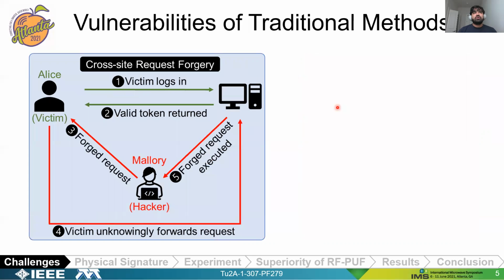Okay, so let's talk about the vulnerabilities of the traditional methods. First and most important is cross-site request forgery. Alice is our user and also the victim who logs into the server, and since she has the valid credential, the server sends a valid token. Now, Melody, the hacker, sends a forged request that looks like a real one, but is actually a fake one. Alice unknowingly forwards the request, and since Alice already has the valid token, the request is executed and the security is compromised.